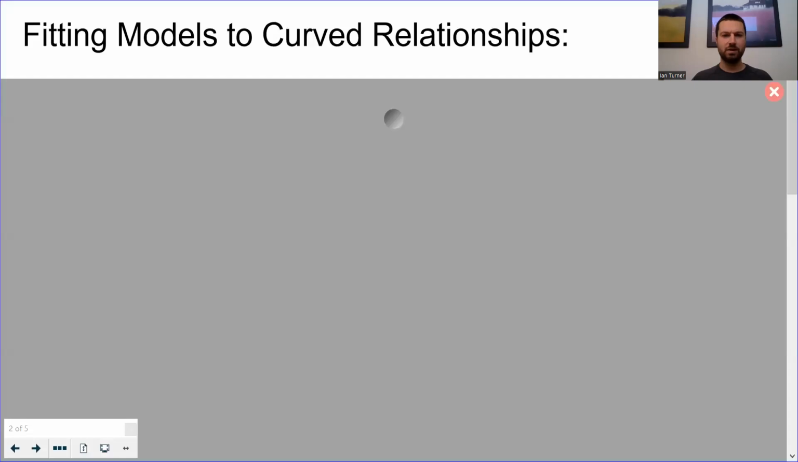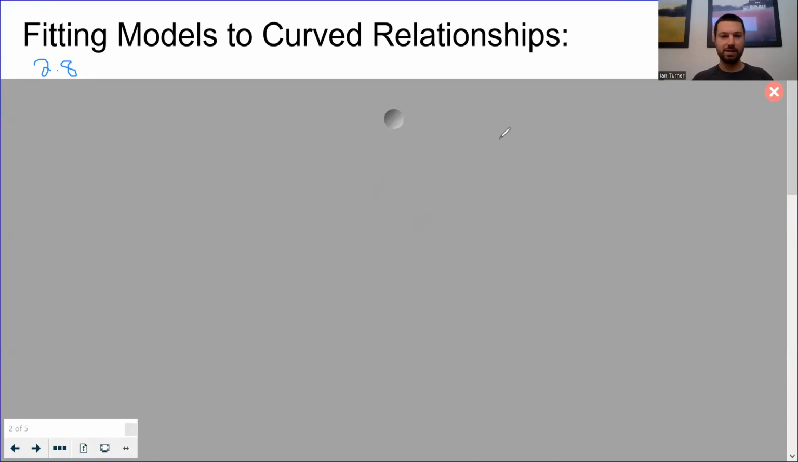All right, we have talked about this a little bit, but we are going to be working on fitting. Sorry, this stupid Zoom. Now we're going to finally talk about curved relationships. So we're going to do different regressions. We've only done linear regressions. Now we're going to do some other regressions, and this is 2.8. You want to write that down? This is 2.8.